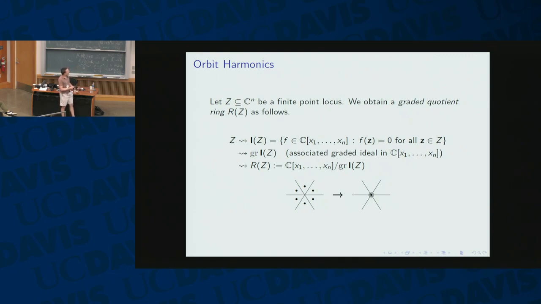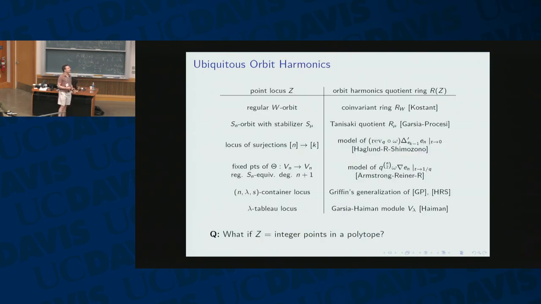And as a matter of fact, the ring RZ that you get will inherit any linear symmetry that was in your original locus. So orbit harmonics is just absolutely everywhere. You can think about co-invariant rings, Tanisaki quotients, delta conjecture models, objects related to Coxeter-Catalan theory, a very beautiful thesis of Sean Griffin, even the Garcia-Haiman modules in terms of orbit harmonics.